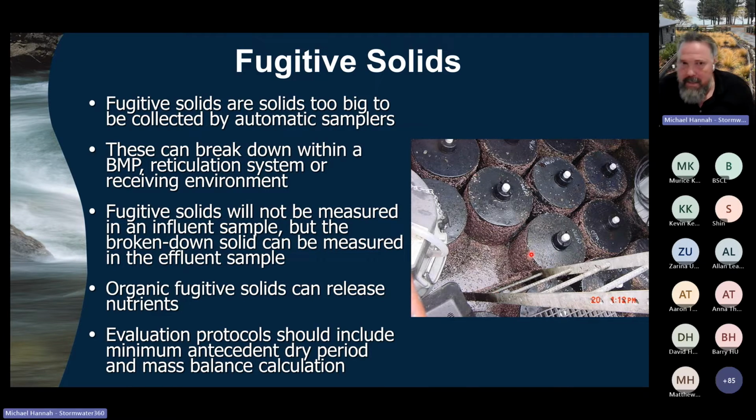Organic material is a good example. A leaf might not get picked up on an automatic sampler, but it ends up in the system. But then it breaks down and turns into mush and then transforms and is released either as a finer particle or as orthophosphorus. So it really highlights the need to make sure there's a sufficient dry period between storms to allow any transformations that may happen.